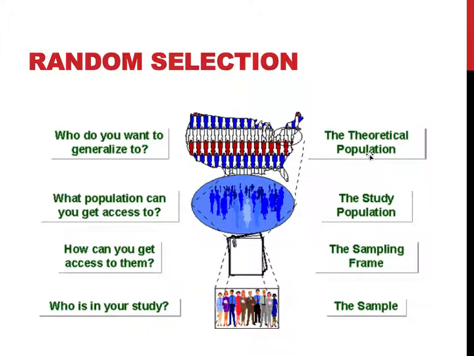So from my theoretical population, all the college students in the US, I tried to get a list of as many of them as possible. And from that list, I randomly selected people to be in my study. Those people I've selected are my sample. So at this point, I have conducted random sampling or random selection. So now I know who in the population is going to be in my actual study.